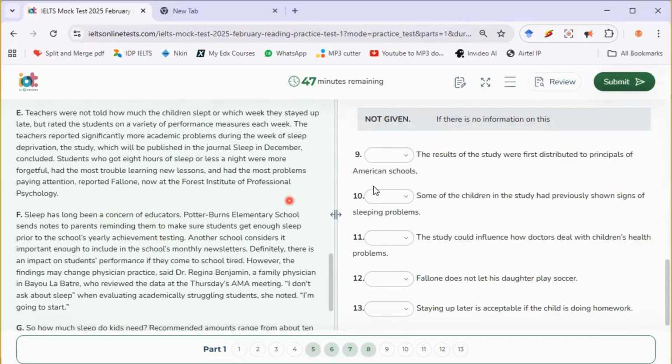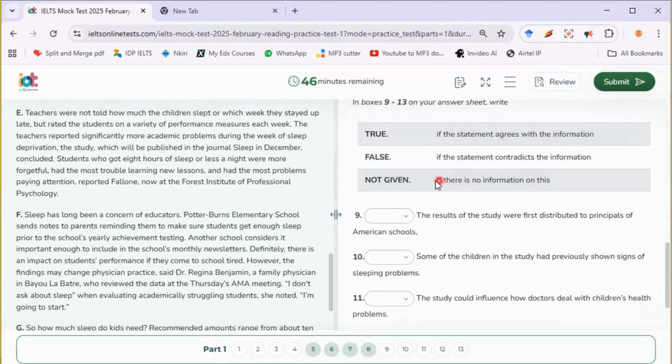Paragraph F. This number 9, look at it. What is the meaning of not given? If there's no information, I can't say anything about distributing something to principals of American schools. So I'm going to pick what? Not given. We have no information on it. The passage is silent about it.